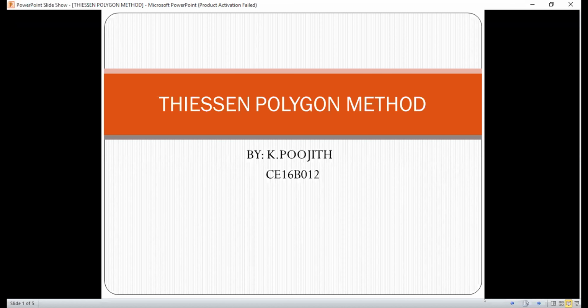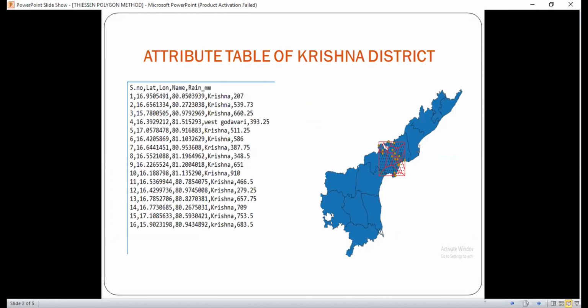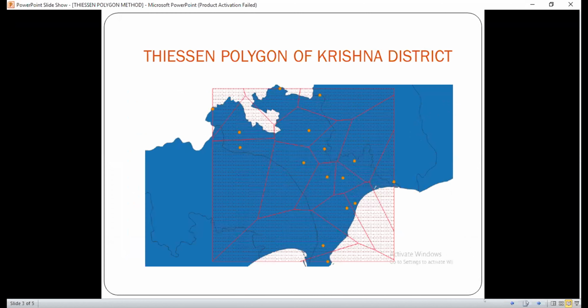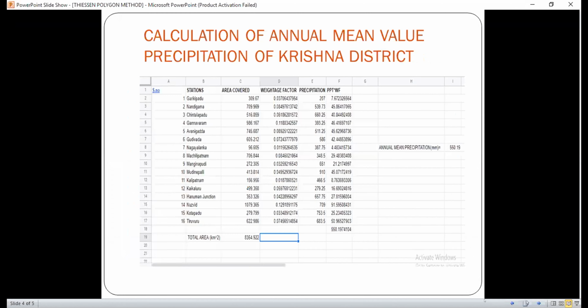Good. Keep going. I have done the Thiessen polygon method for Krishna district, sir. And these are the latitudes and longitudes for the places. I have taken 16 places. And this is the polygon area covered by each. And this is the calculation for annual mean precipitation value.